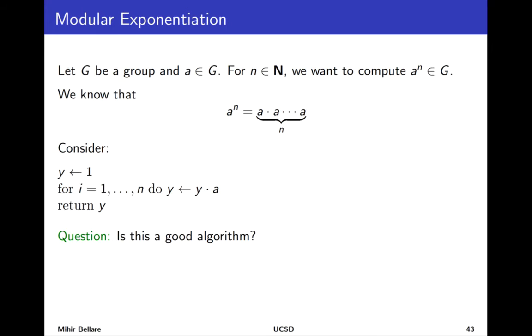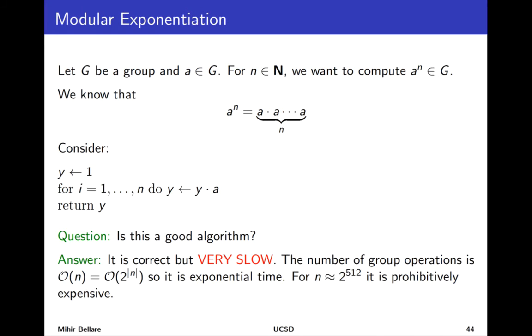Okay, are we done? Is this a good algorithm? And this is something that comes up a lot in working with numbers, so it's worth getting used to, is that it's certainly a good algorithm in terms of the answer. It does compute the result correctly, but from the perspective of what we want, it's very, very slow. It's what we would call exponential time. Why is that? Because the running time is measured as a function of the bit length of the things involved.